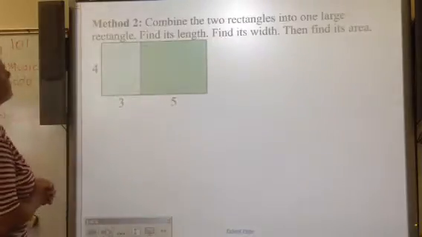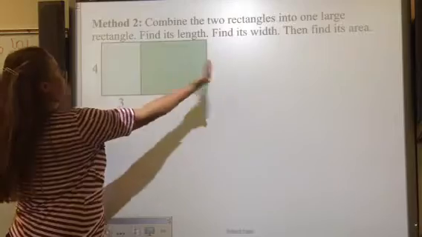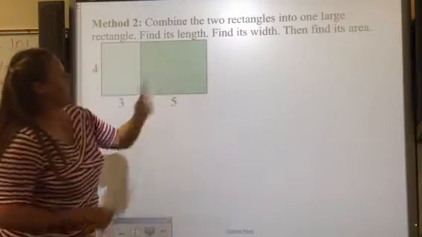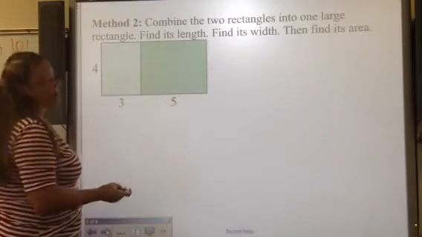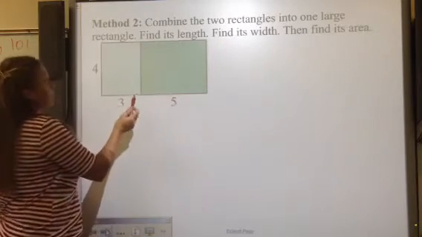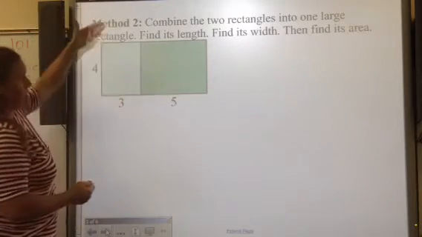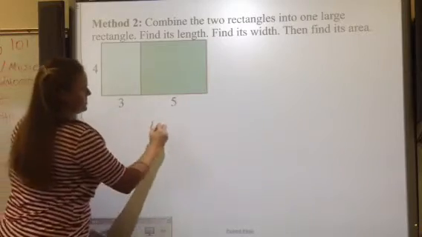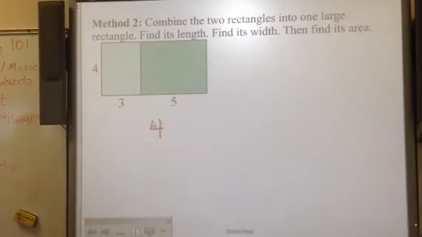Next problem, method 2. Combine the two rectangles into one large rectangle and then find its length, and then find its width, and then find its total area. So this time our height or our length is 4 and our width is 8. So this time it looks like this. 4, let me move my cursor, I'm sorry.